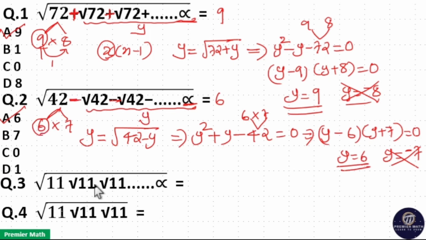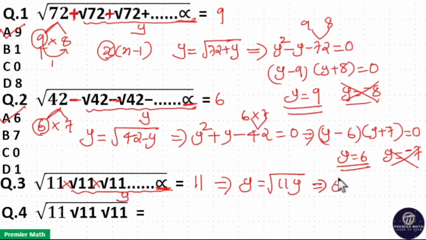Next is root 11 into root 11 up to infinity. This is up to infinity, so I can simply write 11 as your answer. Because if you take root 11 into root 11 up to infinity as y, and you have a multiplication sign between numbers, not the plus or minus sign, this will become y is equal to root of 11y. Then y is equal to root 11y means y square is equal to 11y. Then y is equal to 11.